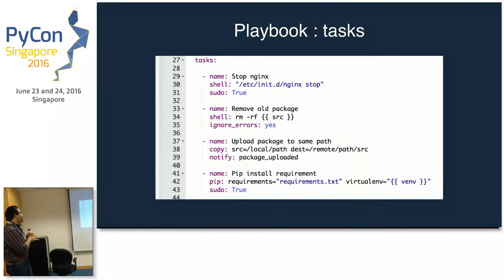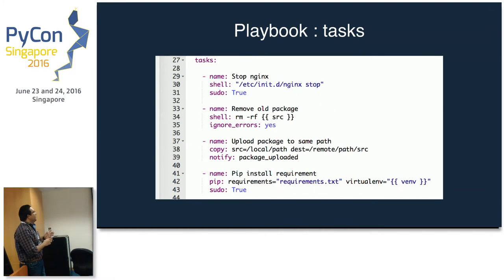So coming to the most important part, tasks. These tasks always run from top to bottom. They emulate whatever you have to do to deploy, and they are very simple in understanding. My first task there is to stop Nginx. I just use shell as a command, which is a core module available in Ansible, and then say what command I need to run, and then sudo true means do I need to run it as a sudo. You also have ignore errors, wherein if your task fails, your Ansible playbook doesn't stop and ignores it. If you don't write it, it will crash out.